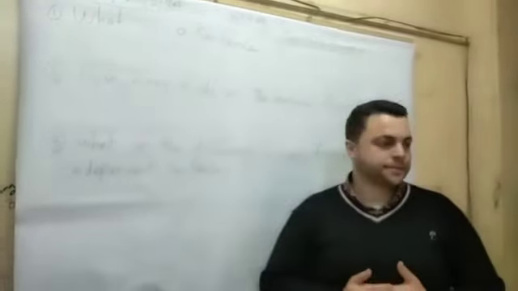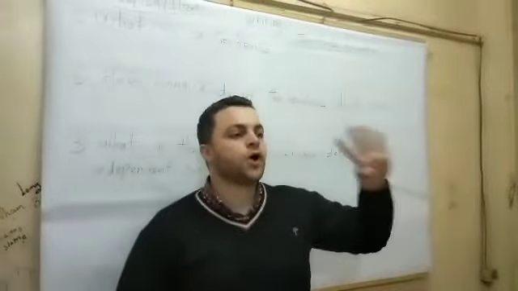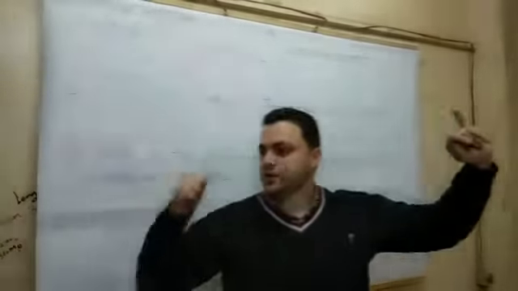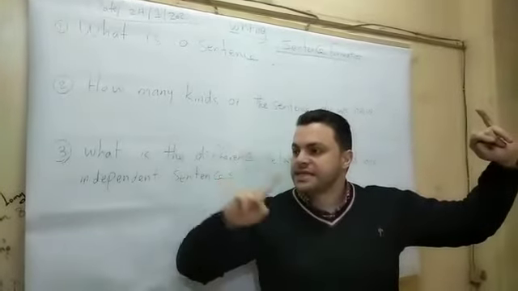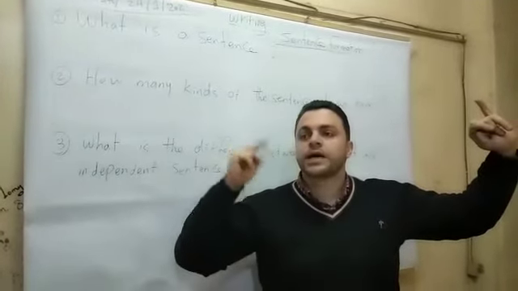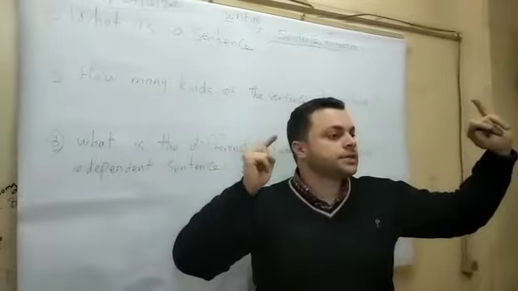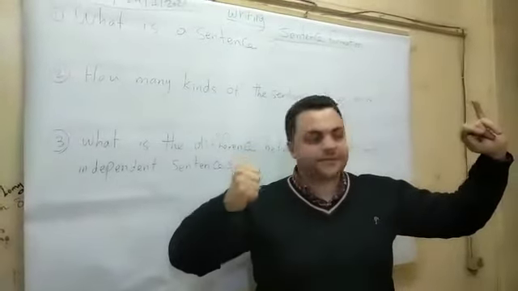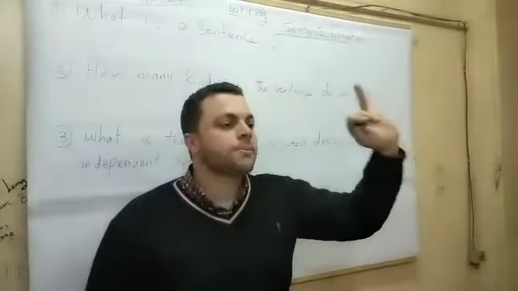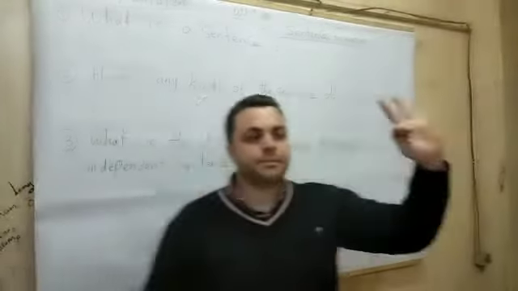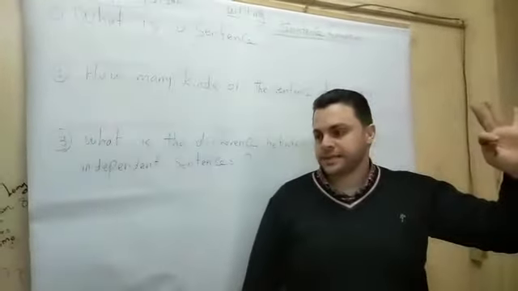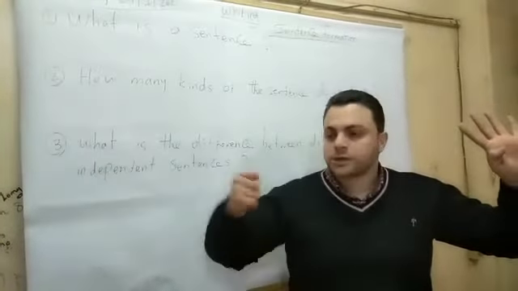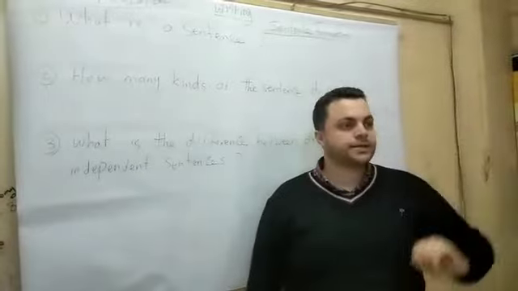Again. How many kinds? Four. Kind number one, simple sentence. It depends on itself. It doesn't need help. We can call it what? Independent. Number two, compound sentence. Number three, complex sentence. Number four, compound complex sentence. You are right.